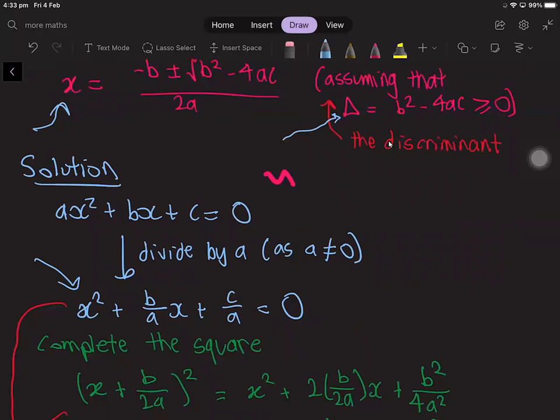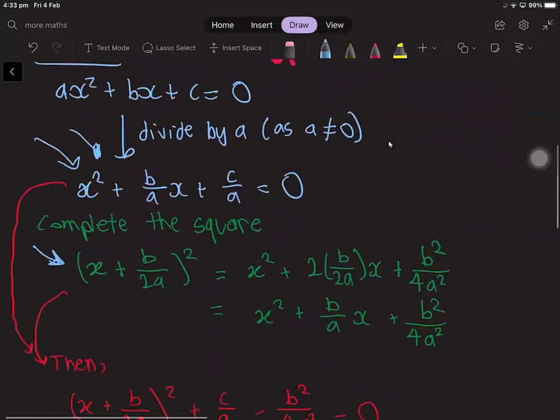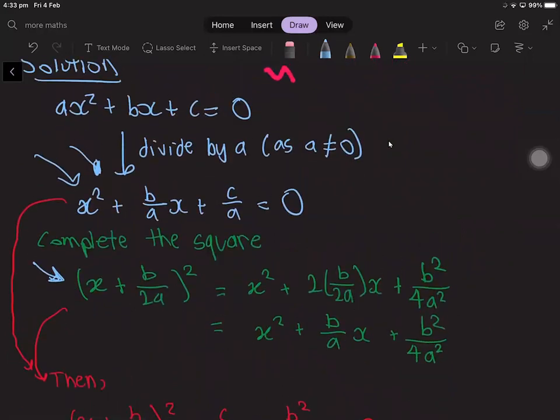And now we do completing the square by writing this as a square, something squared plus a constant term. So what we can do is, if we have x plus b over 2a all squared, we can expand it out into x squared plus 2 times b over 2a times x plus b squared over 4a squared. And this is equal to x squared plus b over a x plus b squared over 4a squared. This is quite similar to this, except the constant term is a bit different.